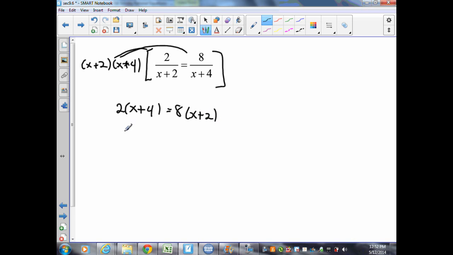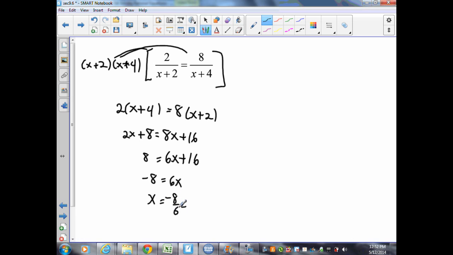Let's solve the equation. We'll distribute: 2x plus 8 equals 8x plus 16. That gives me 6x plus 16 equals 8. Subtract 16 on both sides, I get negative 8 equals 6x. And when I divide by 6, I'm going to get negative 8/6, but we know that will simplify to negative 4/3. And when I substitute negative 4/3 into each side of the equation, I'm going to get 3 equals 3, which is true. Therefore, negative 4/3 is a solution to my equation.